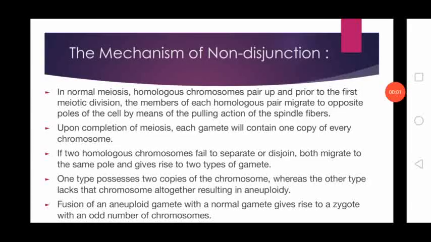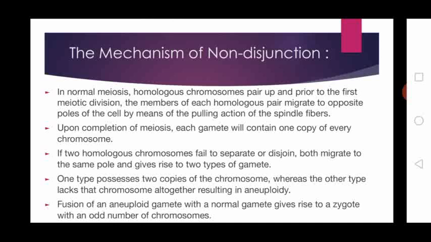The mechanism of non-disjunction. In normal meiosis, homologous chromosomes pair up, and prior to the first meiotic division, the members of each homologous pair migrate to opposite poles of the cell by means of the pulling action of spindle fibers. So during normal meiotic division, homologous chromosomes pair up. We call this pairing of homologous chromosomes synapsis. And prior to the first meiotic division, the members of each homologous pair migrate to opposite poles.